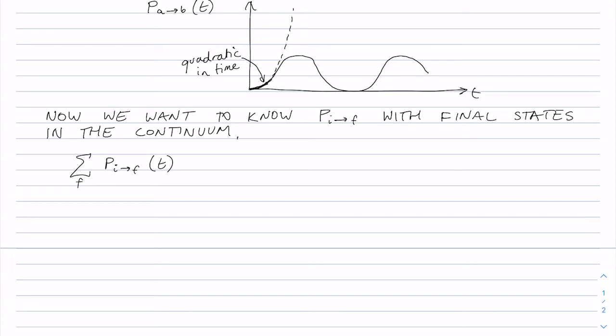Of course, there's many of them. Many of the final states, they are in the continuum. They're infinitely close together. And so how do we deal with that? Well, we turn that into an integral. Now it's I goes to F times the density of states dE_F. And we're integrating over some little region of final states.